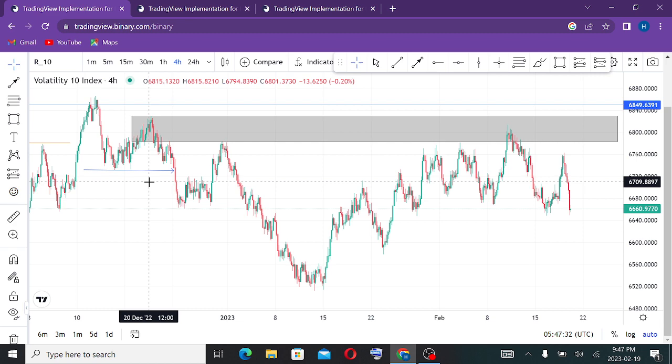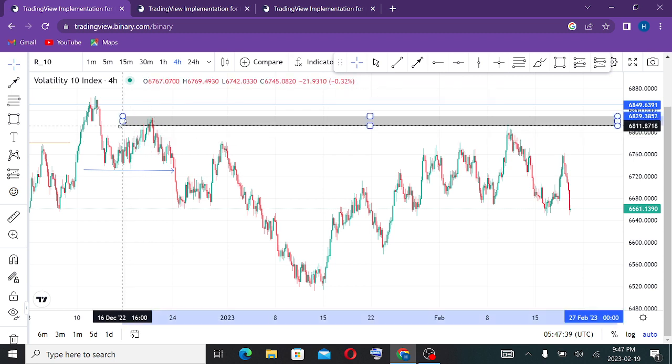Now there's something also we could do here, you understand? So now another thing we could do is to fix our order block.